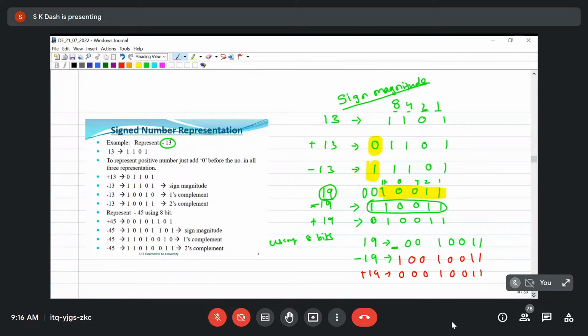So now it has a demerit, this representation. First of all, did everyone understand this representation? Sign magnitude representation. Yes, sir.